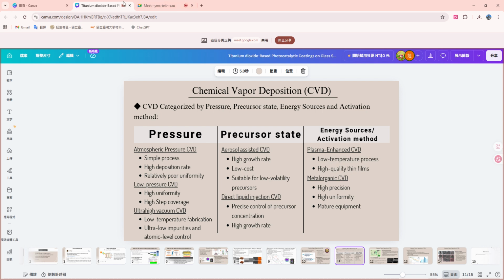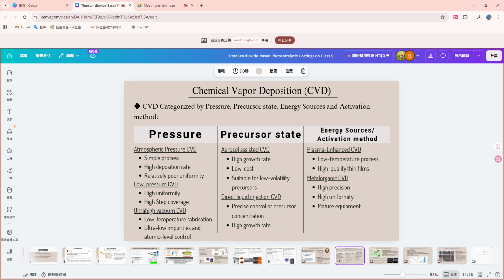Low pressure chemical vapor deposition is a CVD process performed in a low pressure environment. Reducing the pressure minimizes unwanted gas-phase reactions, and significantly enhances film uniformity and step coverage. However, it typically requires higher temperature to ensure an adequate deposition rate.